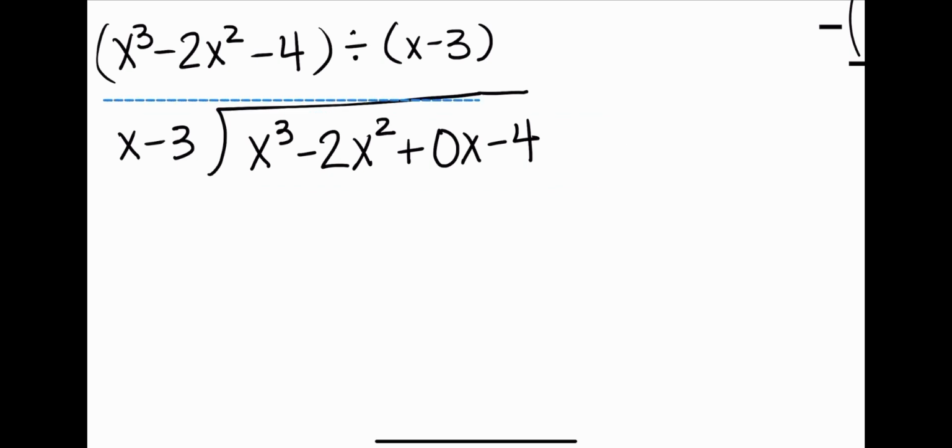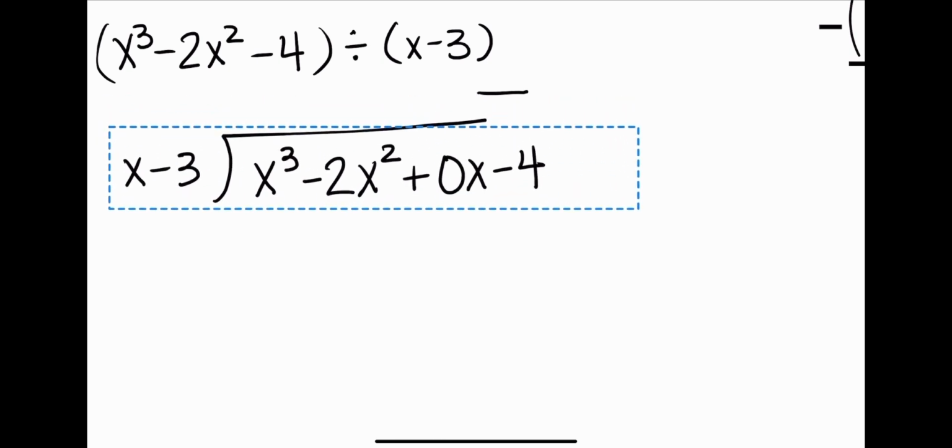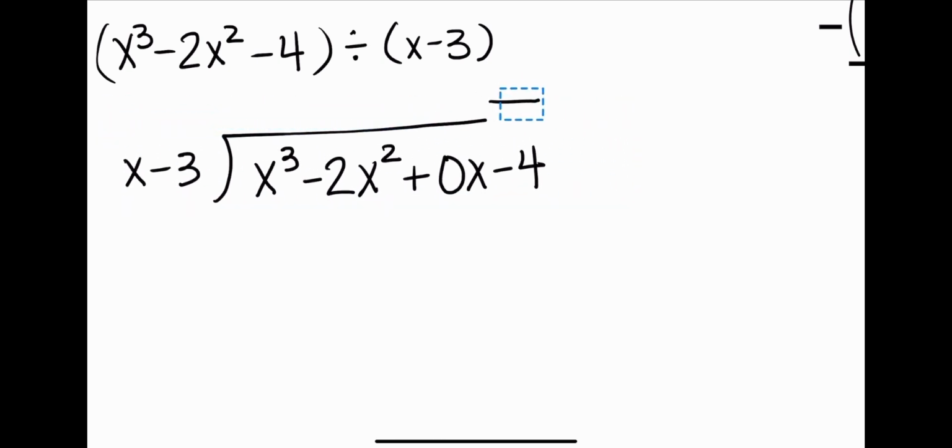So you have to do that. If there's a missing term, you have to fill it using a 0. Okay? All right. Let's do our 4 steps. Divide, multiply, subtract, bring down. So step 1 is x to the third power divided by x. X to the third power divided by x is x squared.